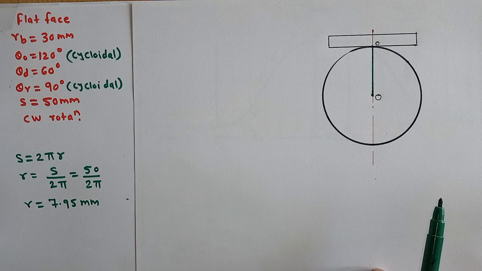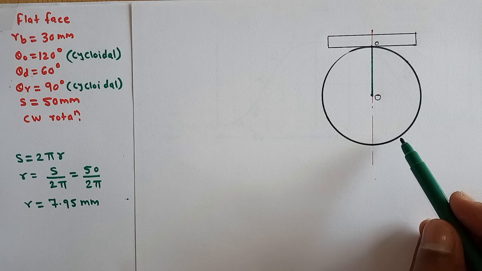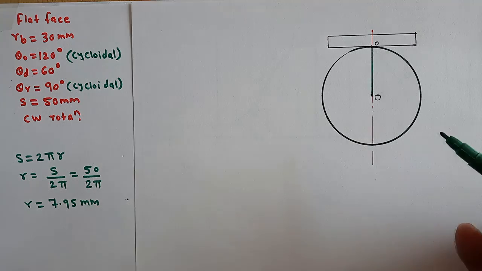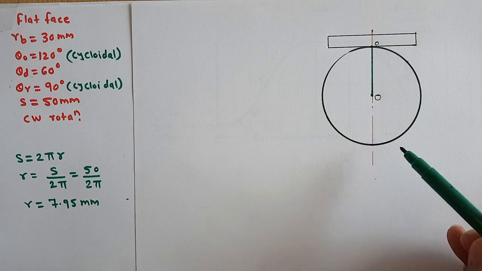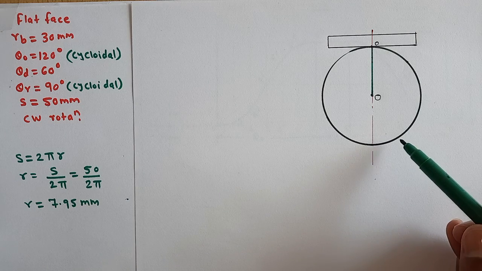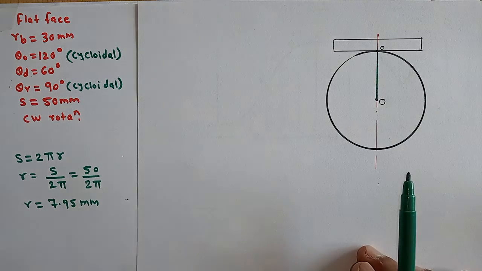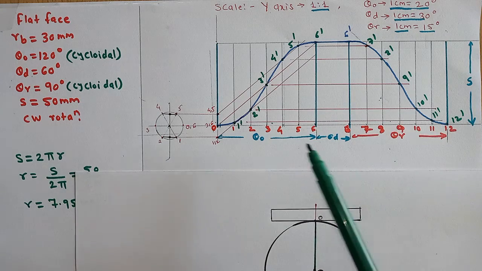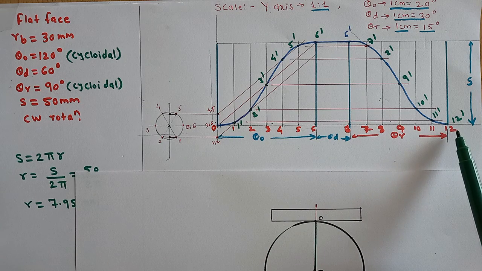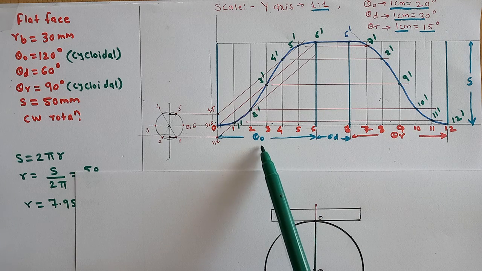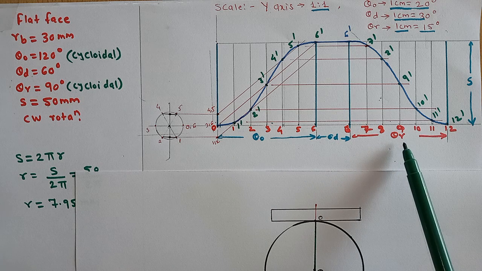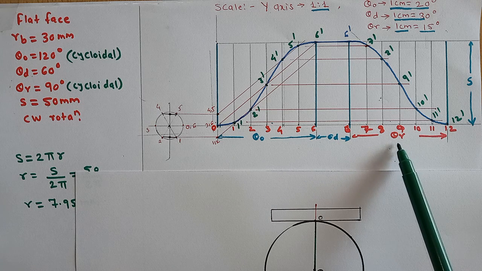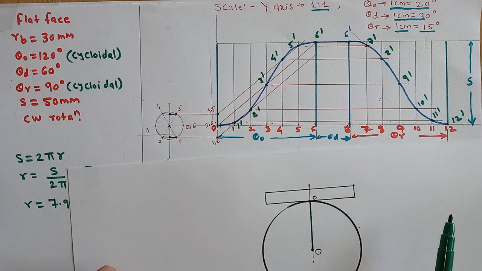Now second step is draw the prime circle, but in this case, since the follower is flat face follower, trace point and point of contact in the lowermost position are same, so base circle will coincide with the prime circle. So we divide the prime circle or the base circle into same number of segments as done in the displacement diagram. You can see in the displacement diagram we have divided the x-axis into 3 segments: outstroke of 120 degrees, followed by dwell period of 60 degrees, followed by return stroke angle of 90 degrees. So we do the same with the base circle.